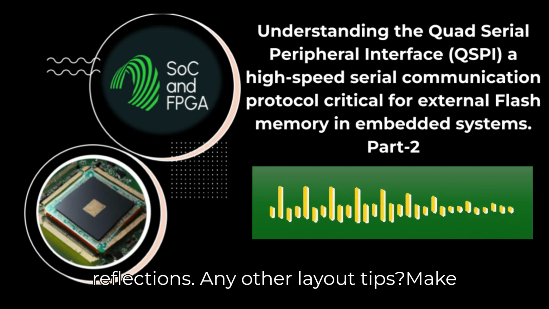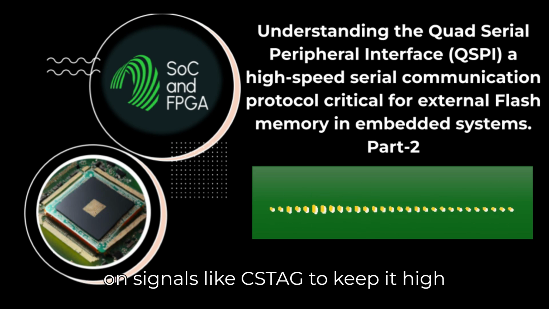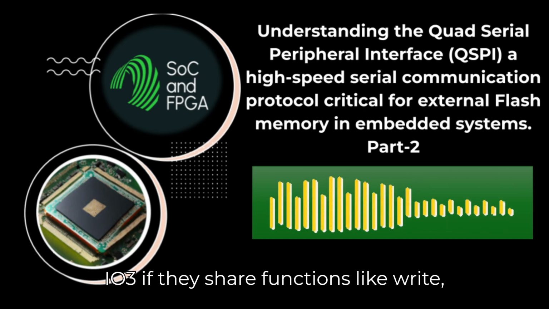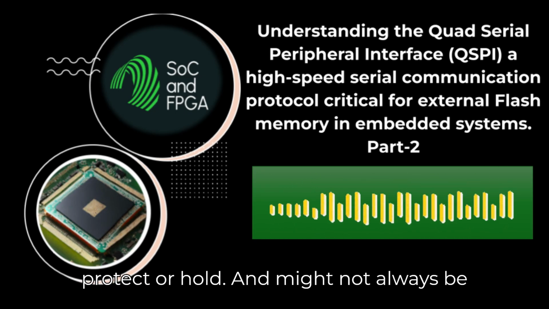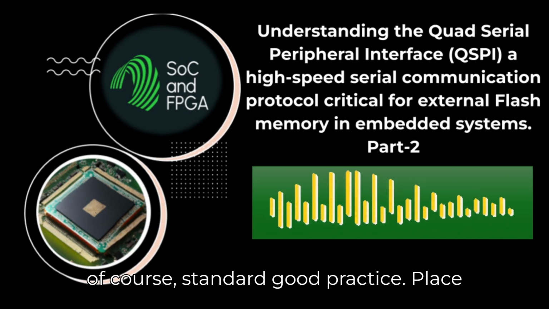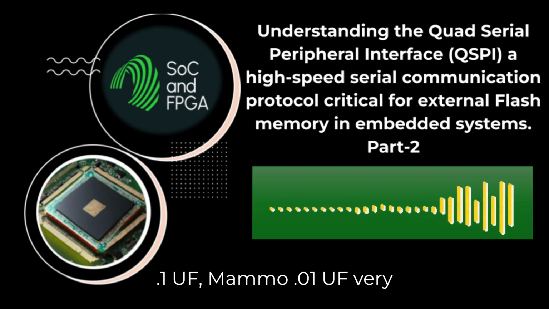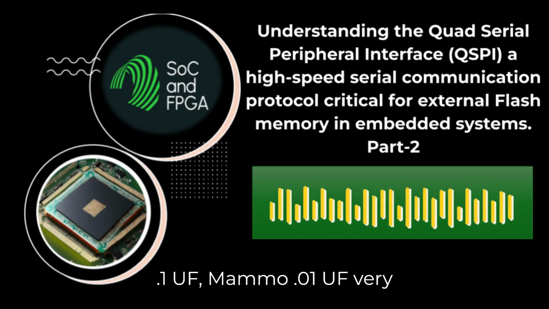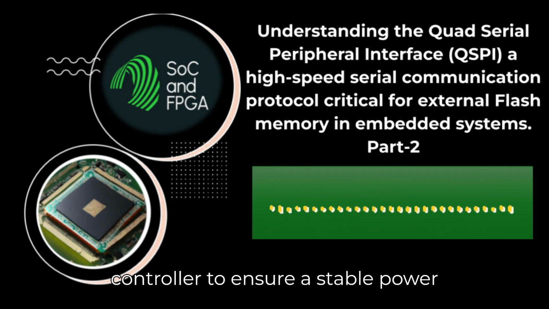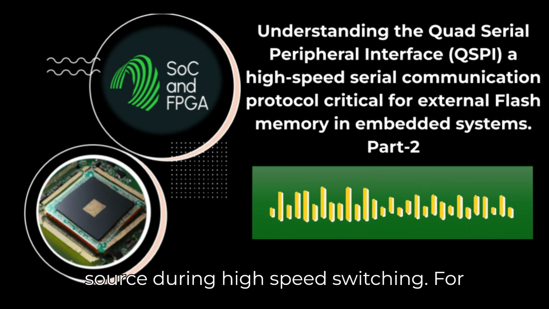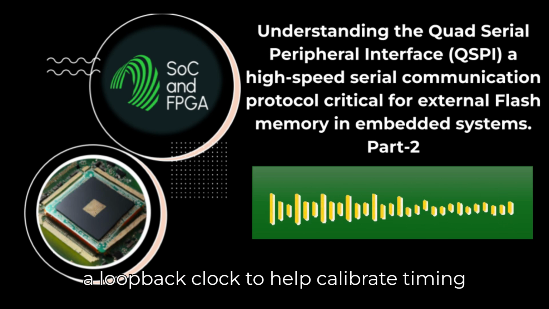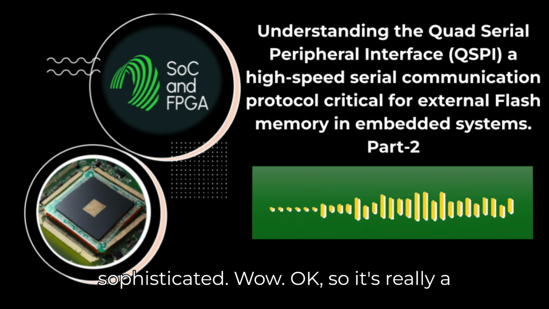Any other layout tips? Make sure you have adequate pull-up resistors on signals like CS# to keep it high when inactive, and potentially on IO2, IO3 if they share functions like write protect or hold, and might not always be actively driven by the host or slave. And, of course, standard good practice. Place sufficient decoupling capacitors, for example 0.1 uF, maybe 0.01 uF, very close to the power supply pins of both the QSPI flash chip and the host controller to ensure a stable power source during high-speed switching. For really cutting-edge speeds, some advanced controllers even implement features like a loopback clock to help calibrate timing dynamically, but that's getting quite sophisticated. Wow.